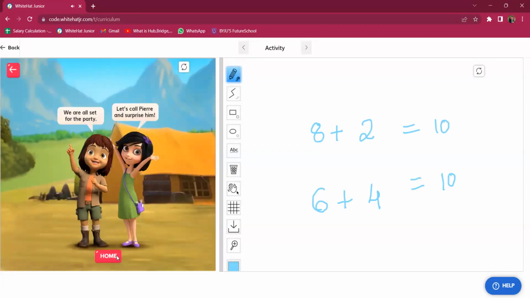Great work. You have successfully helped Chiku and Vichi with planning a surprise party for them. Let us revise what we studied in the class today. In today's class, we used addition to find the total number of items made by Chiku and Vichi. We can use fingers to add numbers. Also, we added numbers to make 10 and found different numbers which make 10. So that's all for today. See you in the next class.